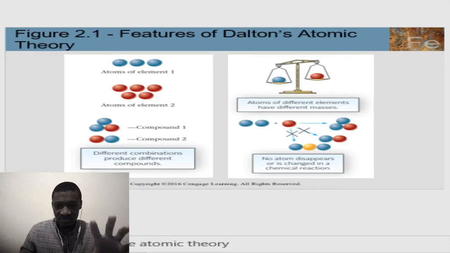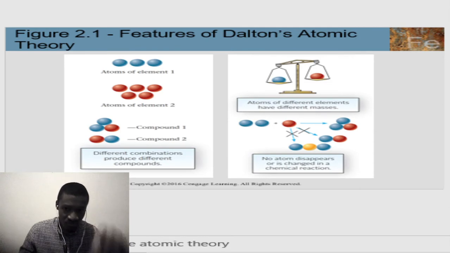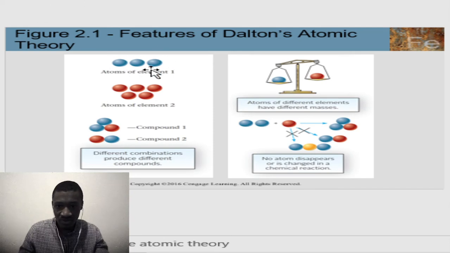So this is an image to explain graphically what Dalton was trying to say. You have element 1, which has atoms of that element 1. See it here with the color blue. And then you have another element 2, atoms of element 2 with the color red. And then you have a combination to form a compound, another combination to form another compound. And it says different combinations produce different compounds.